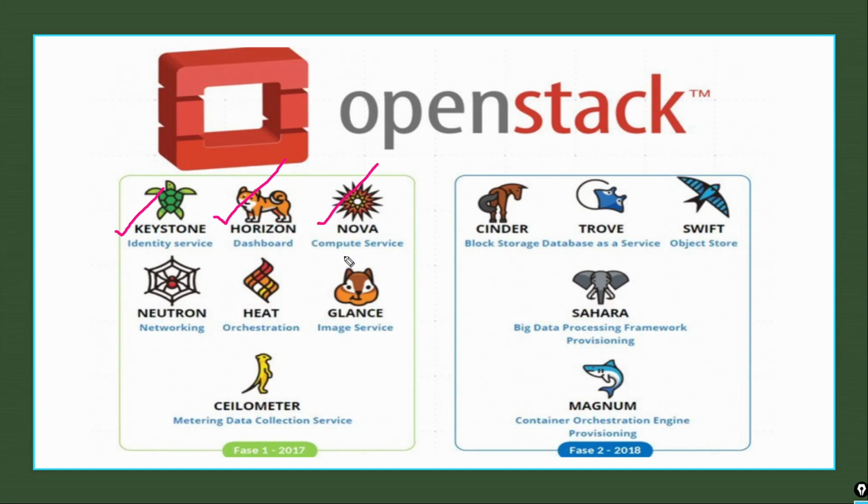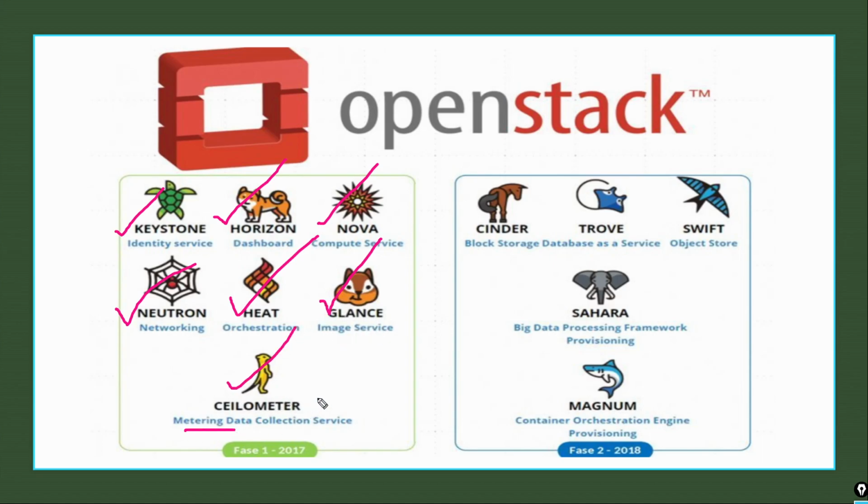Nova, or compute service. Actually, it is the brain of the system. It does all of the computing. Neutron, for people who like Cisco, I would say it's a router. So it does all of the networking. Heat does orchestration. I'm going to explain that to you. Glance, everything is like an image. I mean, operating systems like Ubuntu, CentOS, Fedora, whatever you're going to run, there should be an image for that. So the images are in Glance.